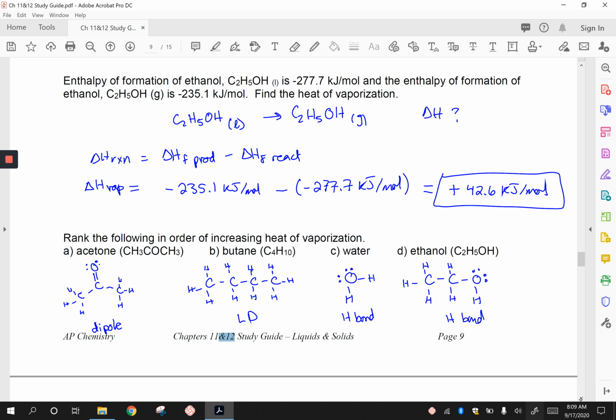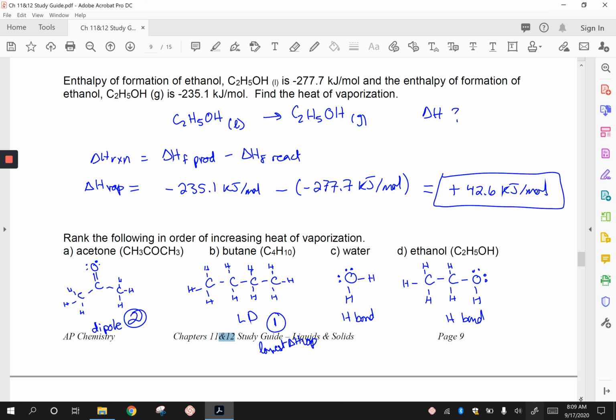And we're going in order of increasing heat of vaporization, so lowest to highest. Remember, the stronger the intermolecular forces, the higher the heat of vaporization. So if we want to go from lowest heat of vaporization to highest, we want to go from weakest intermolecular forces to strongest. So out of these, the weakest would be butane. So this is number 1, lowest heat of vaporization. Then we're going to go to our dipole, number 2.